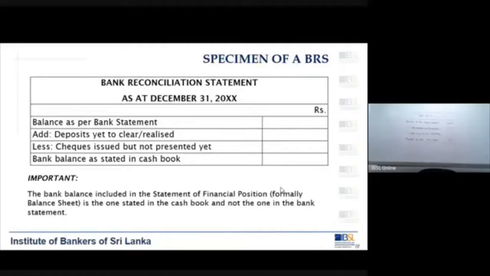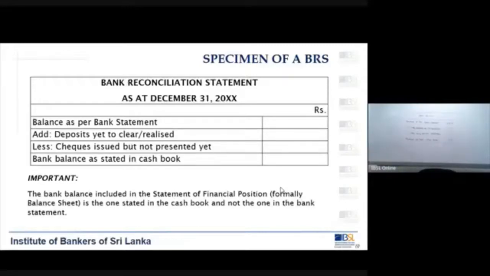And at the bottom of this slide, you know that there is an important statement made, which says the bank balance included in the statement of financial position. Statement of financial position is the name given for the balance sheet, which we will learn later when we are doing LKS1, which is the accounting standard. So when you are taking the balance sheet, you need to understand whether I should take my cash book balance or the bank statement balance.